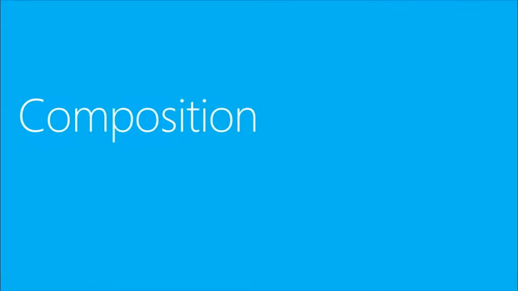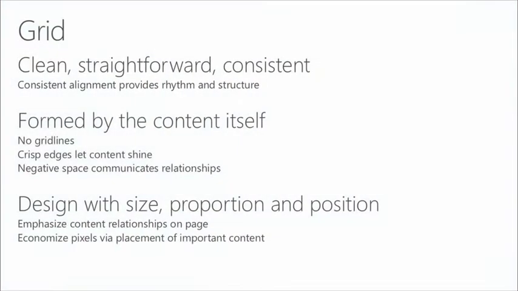So now let's talk about composition. Specifically, when we talk about composition, the first place that we really want to start is the concept of a grid, right? And using a consistent set of units and a consistent silhouette to create this clean and straightforward and consistent rhythm and structure to the application. And rather than relying on grid lines and controls like group box controls and stuff like that, we really let the content itself form that structure. So the crisp edges of the content and positive and negative space relationships can communicate details about the content and relationship between different elements of the content.